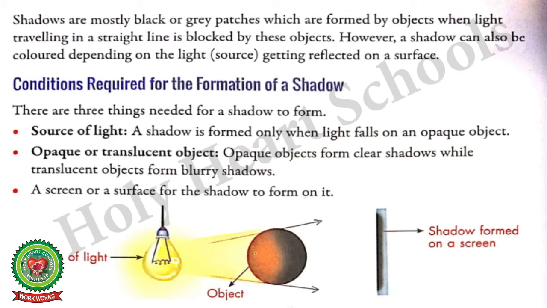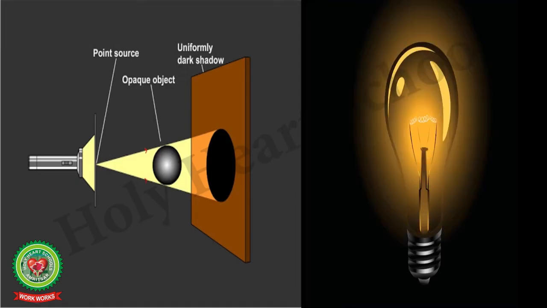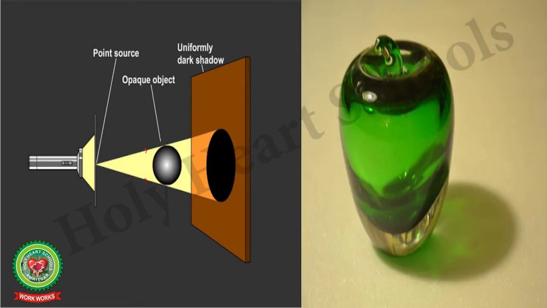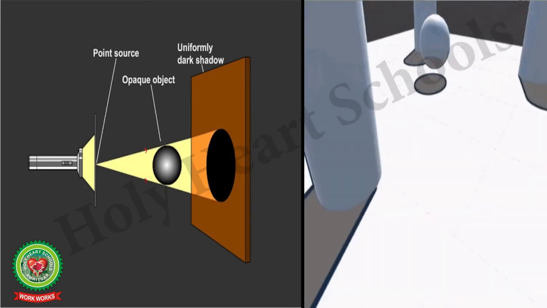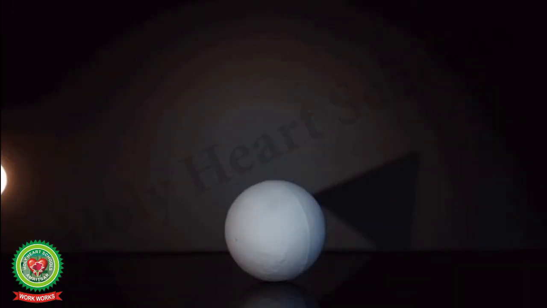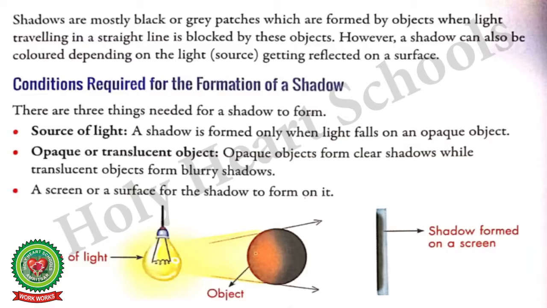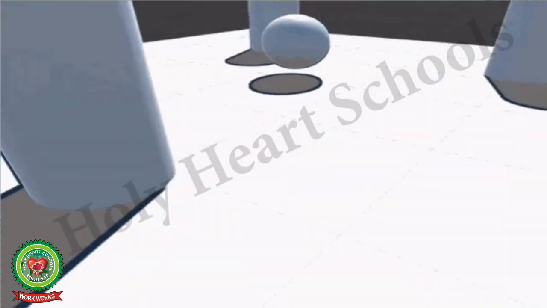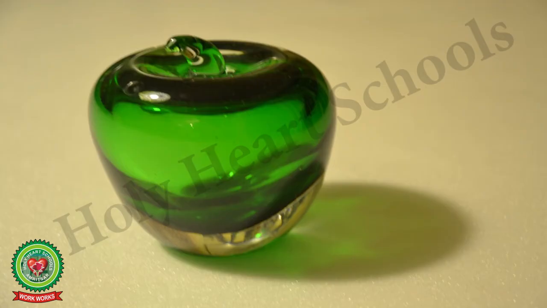Conditions required for the formation of a shadow. There are three things needed for shadow to form. Number 1, source of light. Number 2, opaque or translucent objects. Number 3, screen or surface. Source of light. A shadow is formed only when light falls on an opaque object. Source of light can be sun, tube light. Opaque objects form clear shadows while translucent objects form blurry shadows.